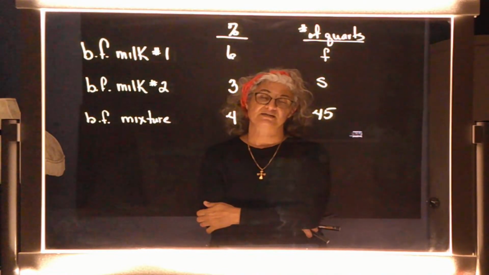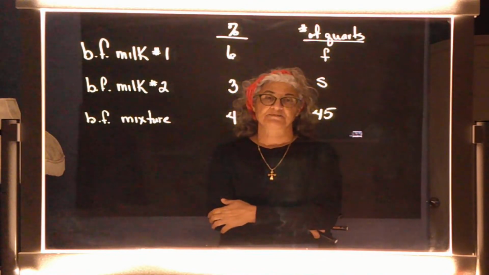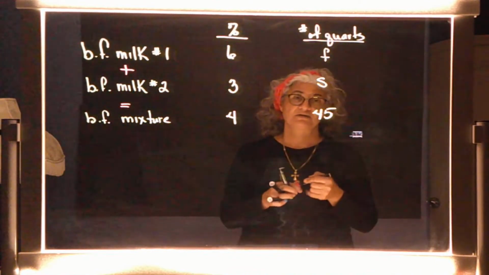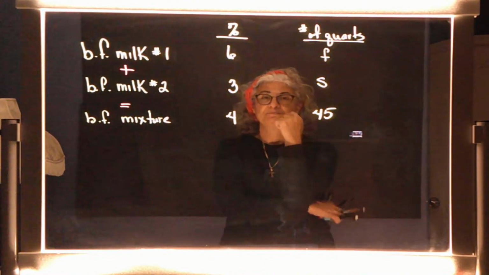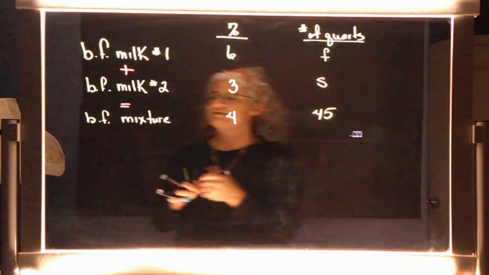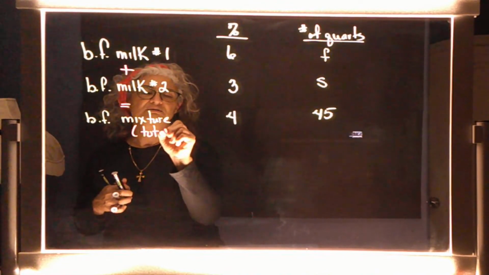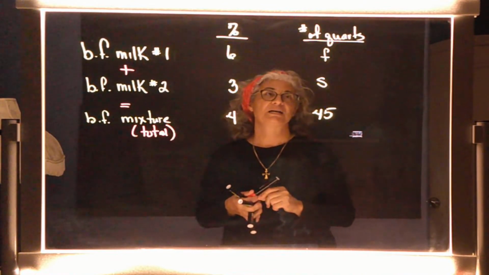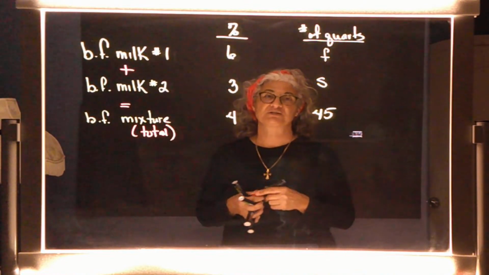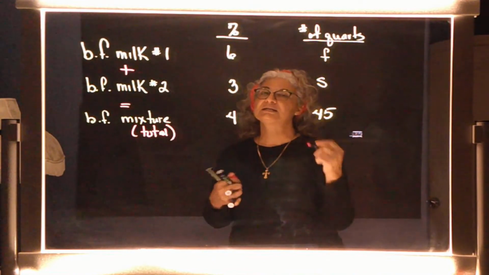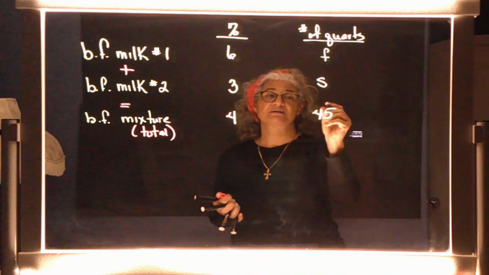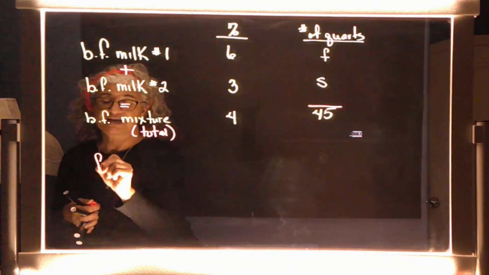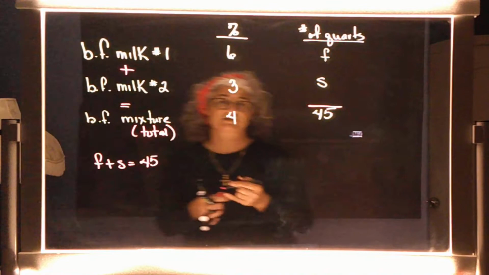Okay. So, help me out a second. When you mix things together, what operation is that? Yeah, that's addition. So I know I'm going to be adding these two butterfat milks, and it's going to equal the mixture. Does that make sense? Now, if you think about the mixture as the total, it will help us out a little bit. I have two variables, right? And I need how many equations? Two equations. One equation is a little more obvious than the other, and it has to do with the quarts. I know that I have 45 quarts altogether, which means one of my equations is going to be F plus S equals a total of 45 quarts. With me?